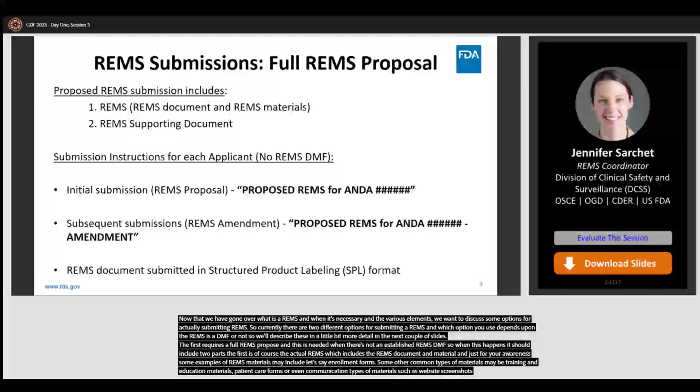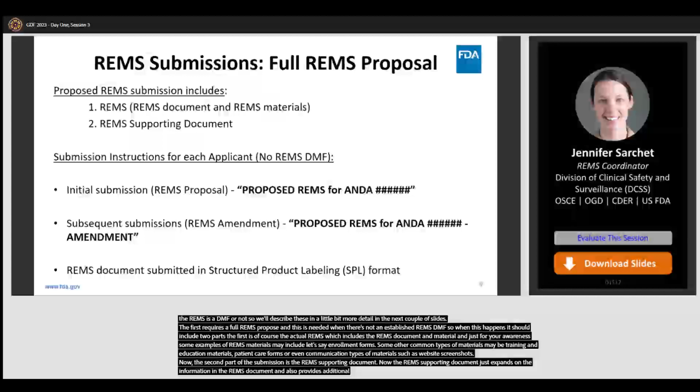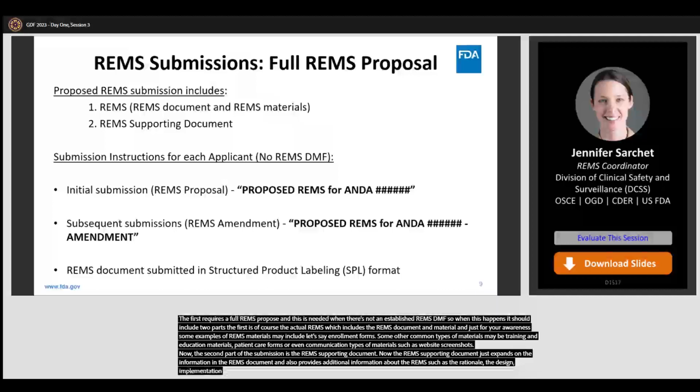Now the second part of the submission is the REMS supporting document. The REMS supporting document just expands on the information in the REMS document and also provides additional information about the REMS, such as the rationale, the design, implementation, and the assessment of the REMS.